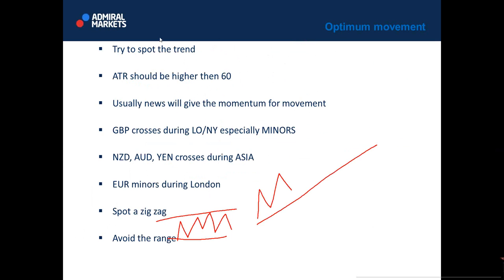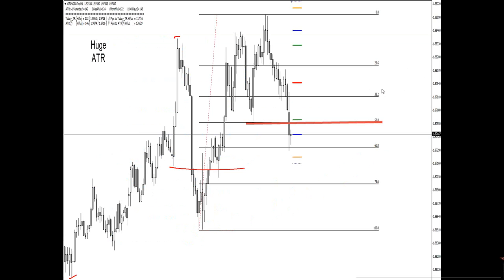But the optimum is trend plus ATR, and GBP crosses, especially minors during London and New York, New Zealand and AUD crosses during Asia, and Euro minors during London, because Euro dollar is not giving us good movement, big movement.